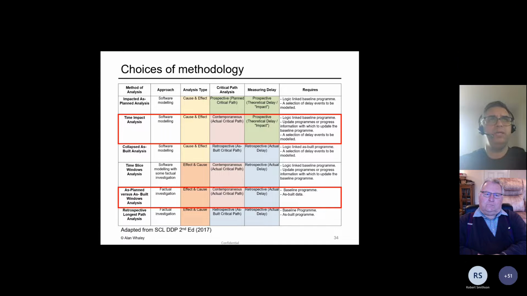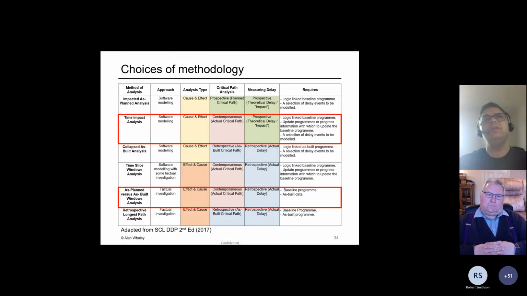What you'll see on the top is the different types of analysis categories. So, for example, we spoke about the difference between cause and effect and effect and cause, and you can see that listed there. We can see that there's different ways of identifying the critical path. You should be familiar with that now: as built, retrospective, contemporaneous actual, or prospective planned critical path.